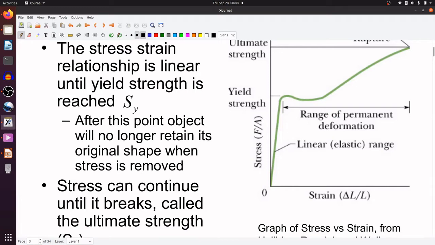SY, which is the yield strength. And after this point, the object will no longer retain its original shape when the stress is removed. So think of it as a fork. If I bend that fork to a certain point, I could bend it so that it looks really funny, and it's almost practically in a circle. That would be past the yield strength, because if I let go, it's not going to go back to its original shape. And that's demonstrated by right here.